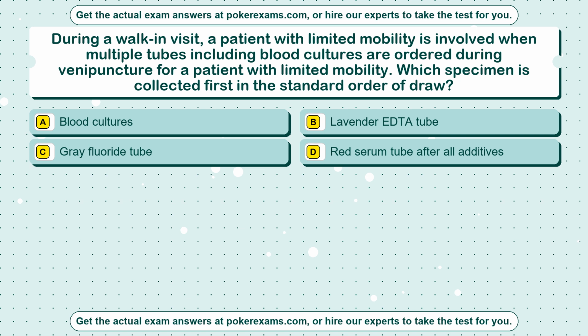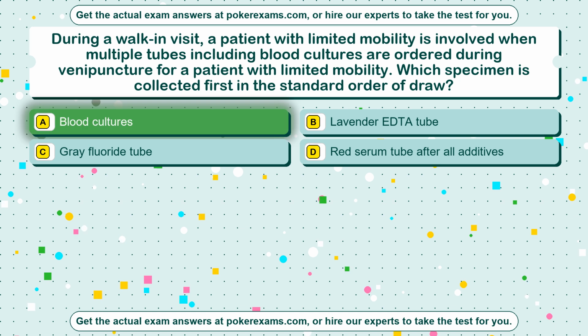Option A, blood cultures. Option B, lavender EDTA tube. Option C, gray fluoride tube. Option D, a red serum tube after all additives. The correct answer is option A, blood cultures.